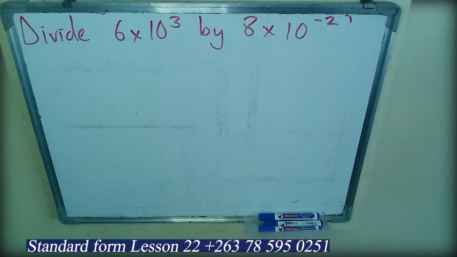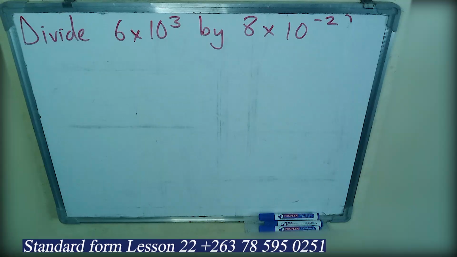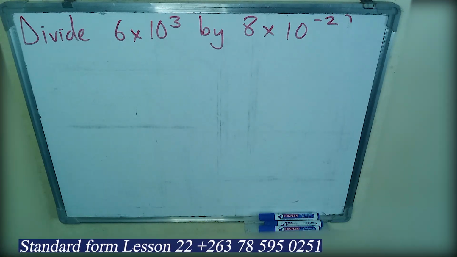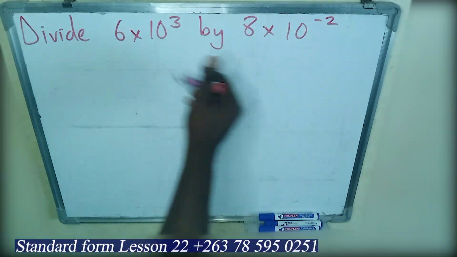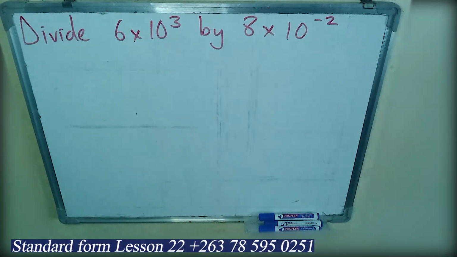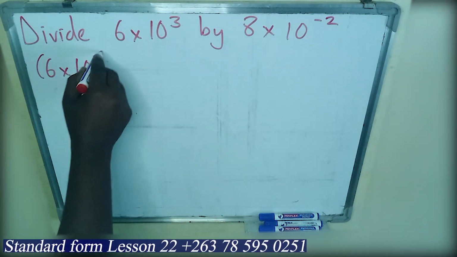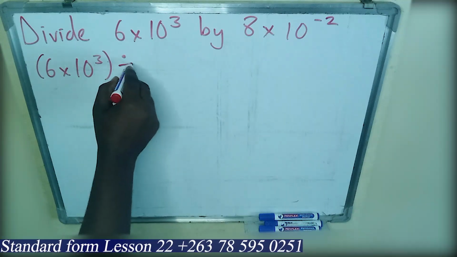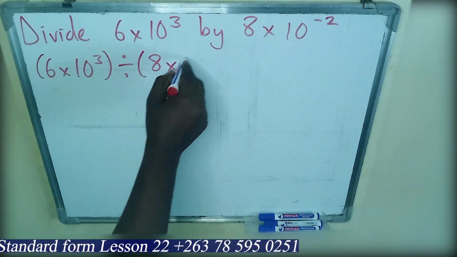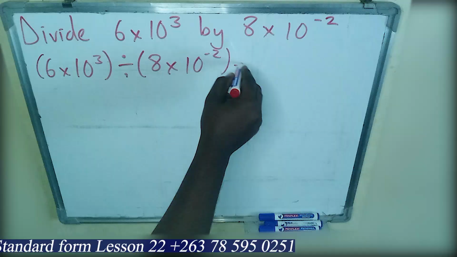Right. 6 times 10 to the power of 3 by 8 times 10 to the power of minus 2. So these are the numbers in standard form. You divide them. So the first thing is you write 6 times 10 to the power of 3 divided by 8 times 10 to the power of minus 2 equal to.